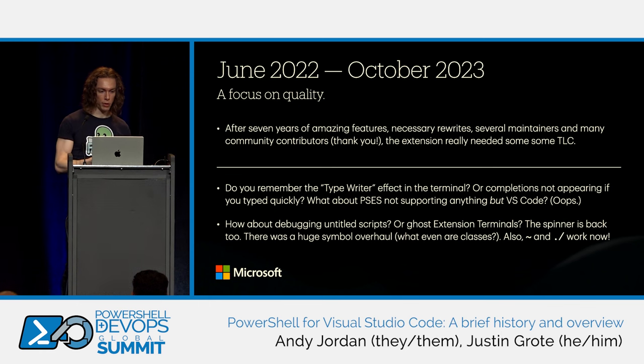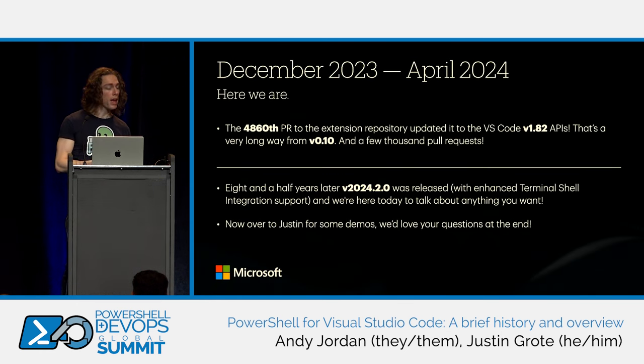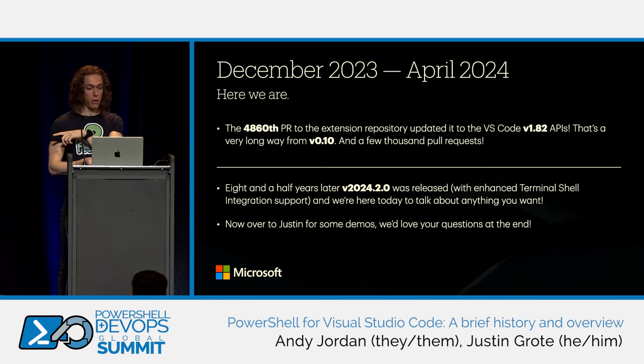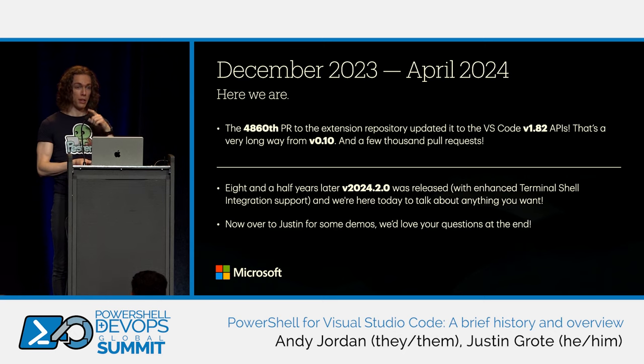But yeah, we just kept focusing on quality. And that actually brings us to today, the 4,860th pull request to the extension repository, because it's been, again, almost a decade. It brought the extension up to VS Code v1.82 APIs. And remember, we started with 0.1.